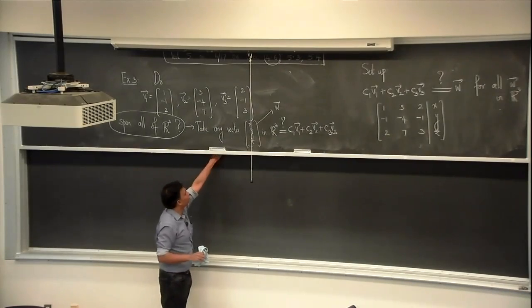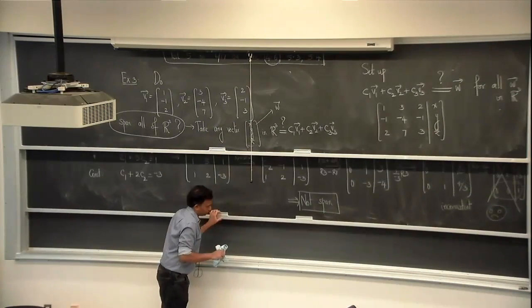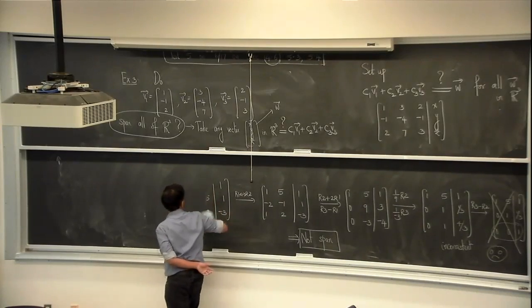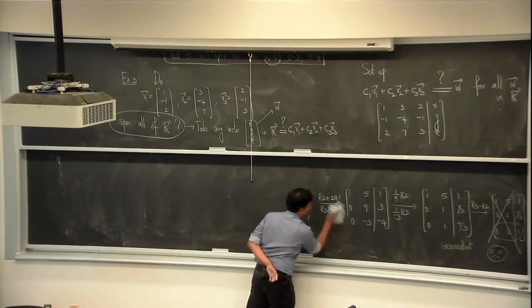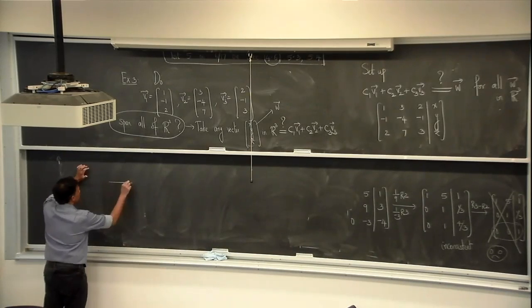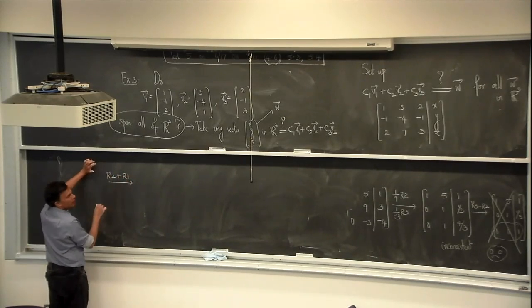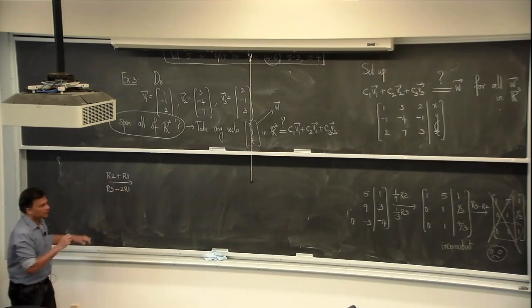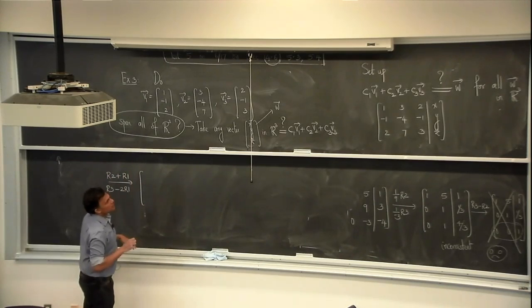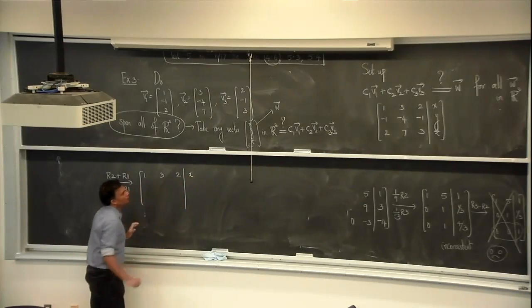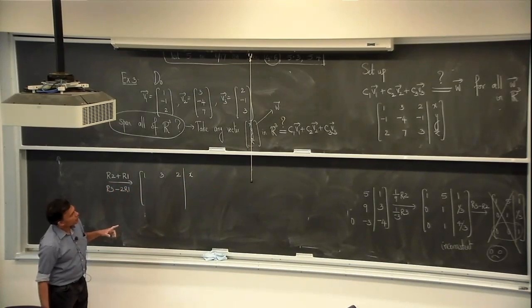Let's see what he got. So I would do R2 plus R1 and R3 minus 2R1. So that's 1, 3, 2, X, then 0, -1, 1.